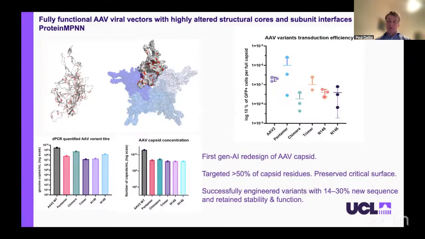What it meant was the vectors were still assembling, and that's the most important thing, because we're redesigning all the internal sequence. So we managed to still get functional capsids that assembled, and they retained broadly the same function, at least in terms of infecting HEK cells and producing GFP. And that's with up to about 30% new sequence in the end in terms of mutations.